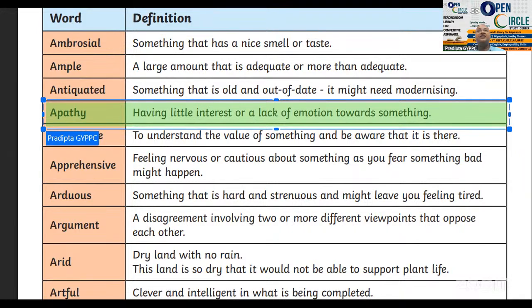What is apathy? No interest, no emotion about anything. A little or lack of interest in something, a little or lack of emotion in anything. Example, the beggar begged for some money, but that man showed apathy. Matlab?